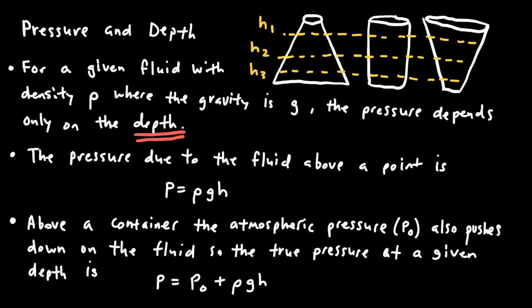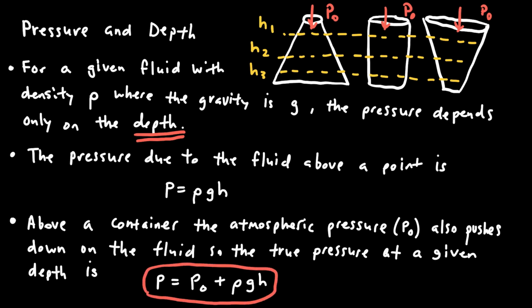But we also know that above the container, there is atmospheric pressure pushing down on the fluid. And so if you want to actually know the true pressure, the total pressure at any given depth in a fluid, that would be given by the equation that's at the bottom, not the one that's in the middle. So the pressure at a particular location in a fluid would be equal to the atmospheric pressure above the container of the fluid plus the additional pressure due to the weight of the fluid because of its depth.